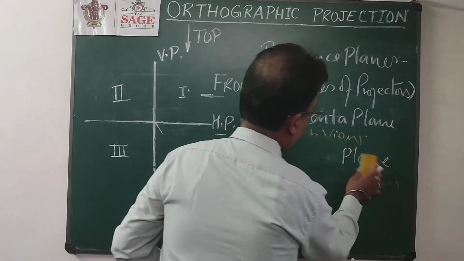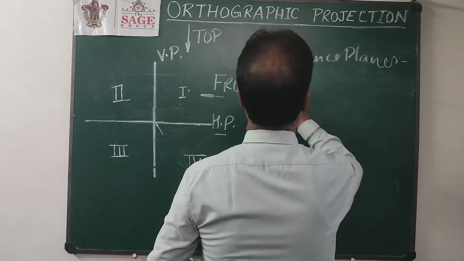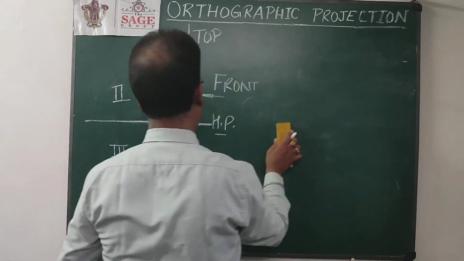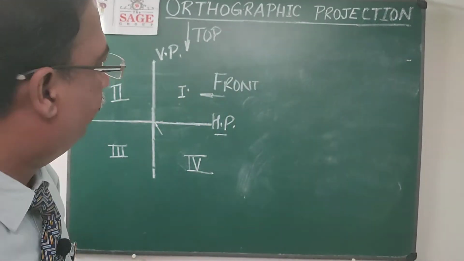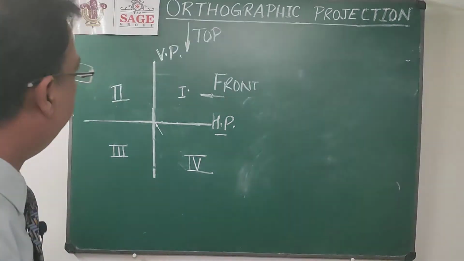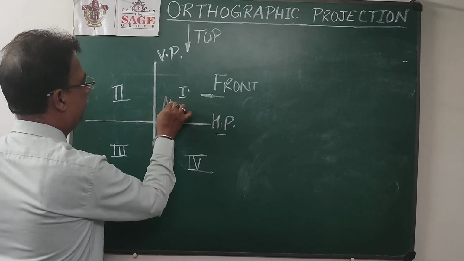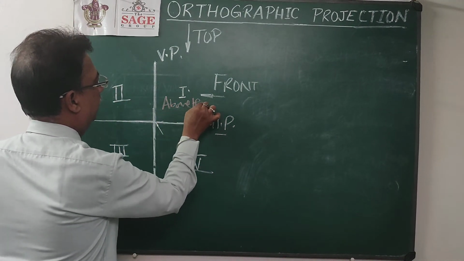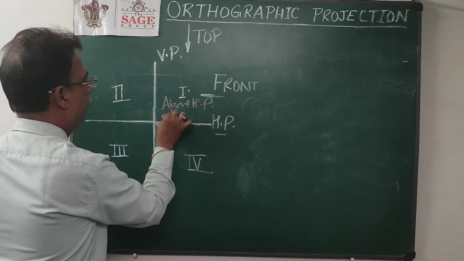So the position of the object can be defined in different quadrants, and the first quadrant, as I already told you, will be above HP in front of VP.